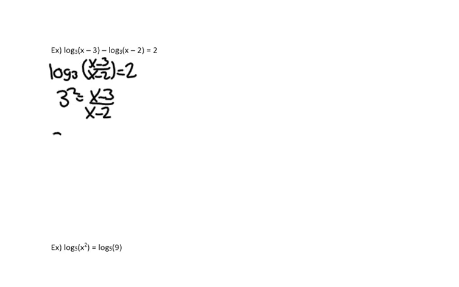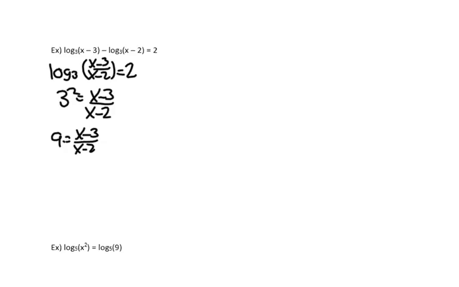So again, I have two logs on the left-hand side. Can I condense those two logs down into one? And the answer to that is yes, because the log bases are the same and it's separated by subtraction, I can divide them. So now I can write this out as an exponential equation. So 3 squared is 9.